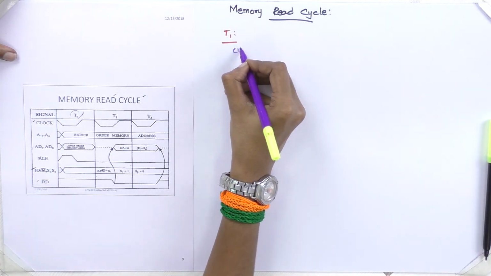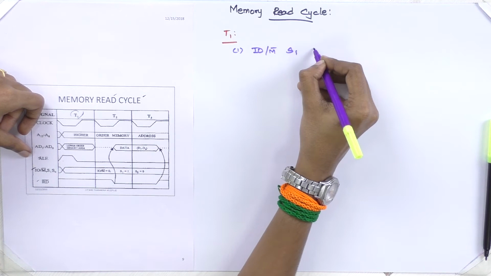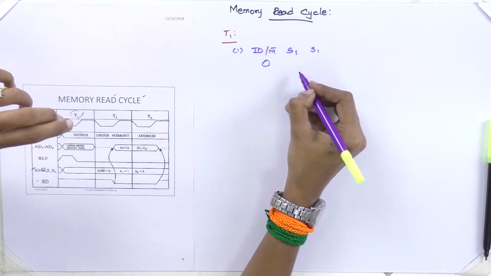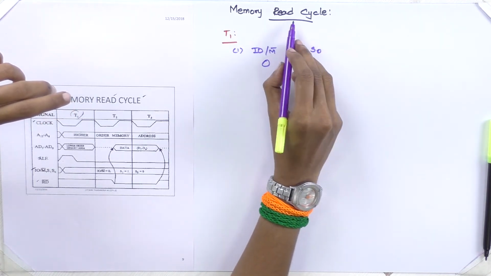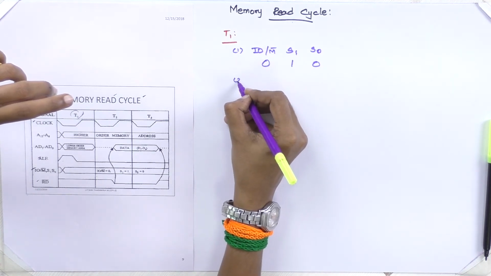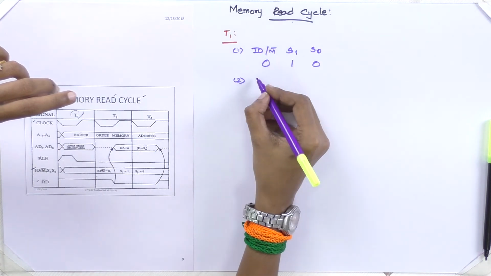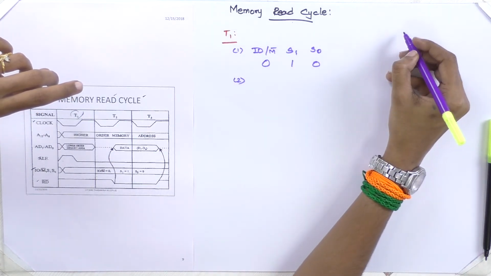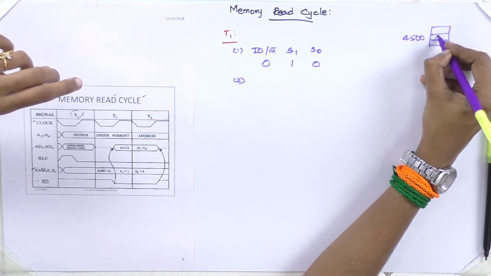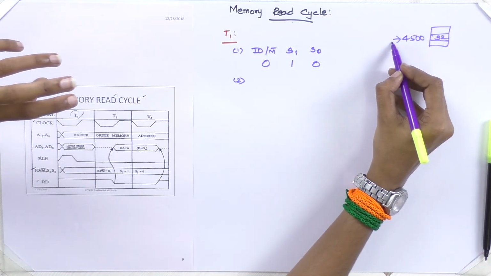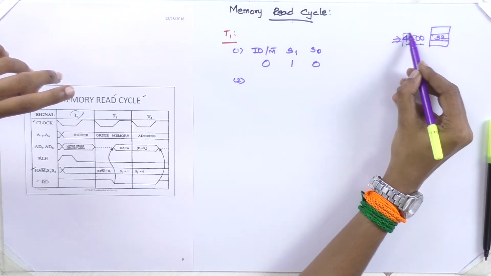As a first thing, you have to change the control signal values. So how should the value be? You are performing a memory operation, so IO/M is 0. And for the read operation, S1 is 1 and S0 is 0 to represent the memory read operation. And the second thing, what you have to do? You have to know the address. For example, if you want to take the value 32 from this memory location, you should know this address, right?